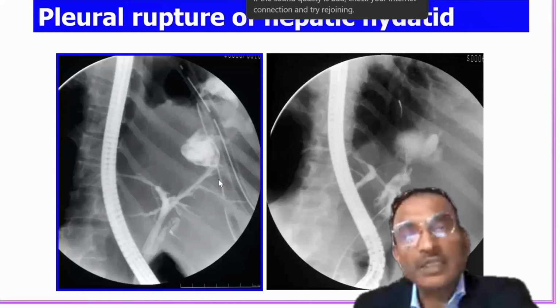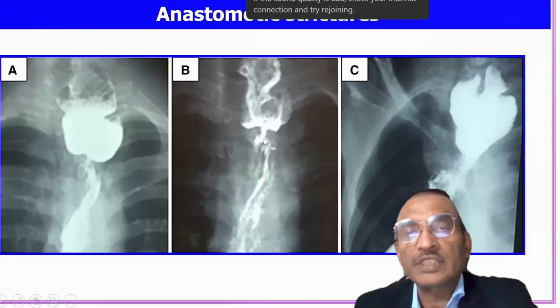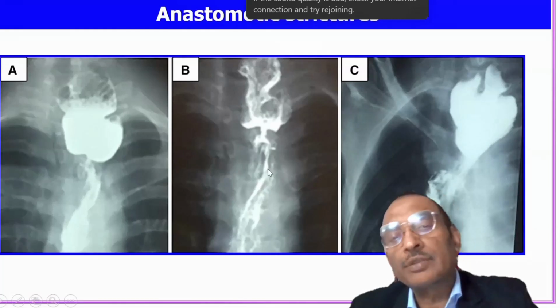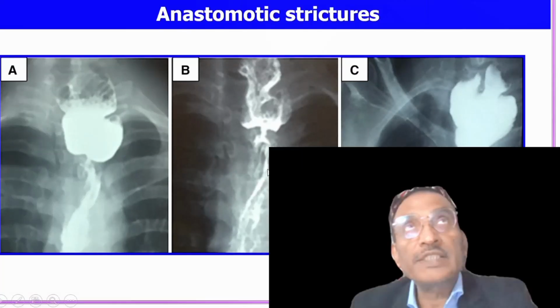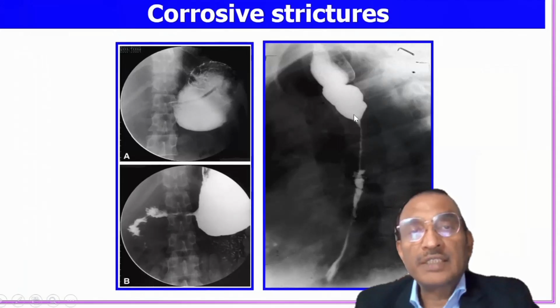Drain into the cavity. So most of the anastomotic strictures will be small, a very short segment. So this is a short segment, not like the previous one which I showed you, which was like an ischemic stricture.